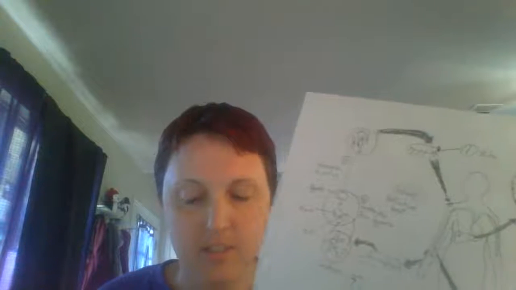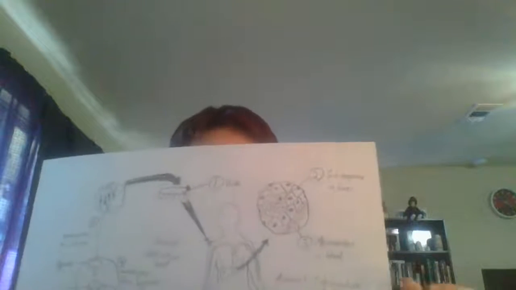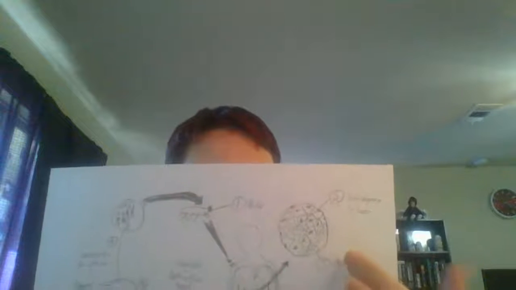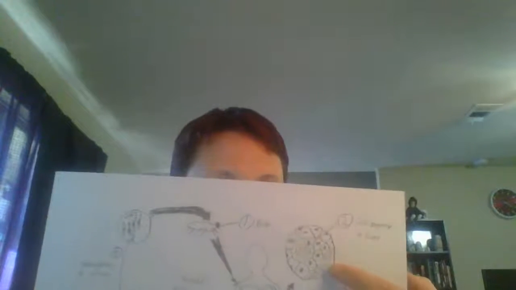schizogony. Schizogony is many cycles of nuclear divisions then one cytoplasm division, and it releases many offspring. These offspring are called merozoites. So after reproducing in the liver, it releases merozoites, which go into the bloodstream.